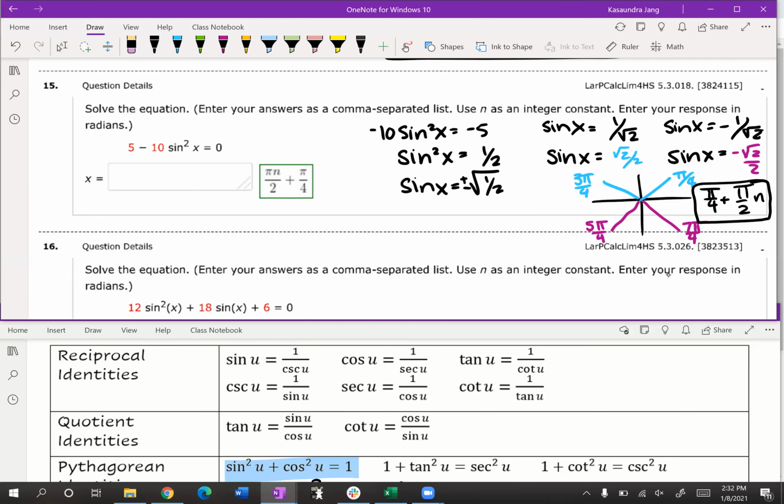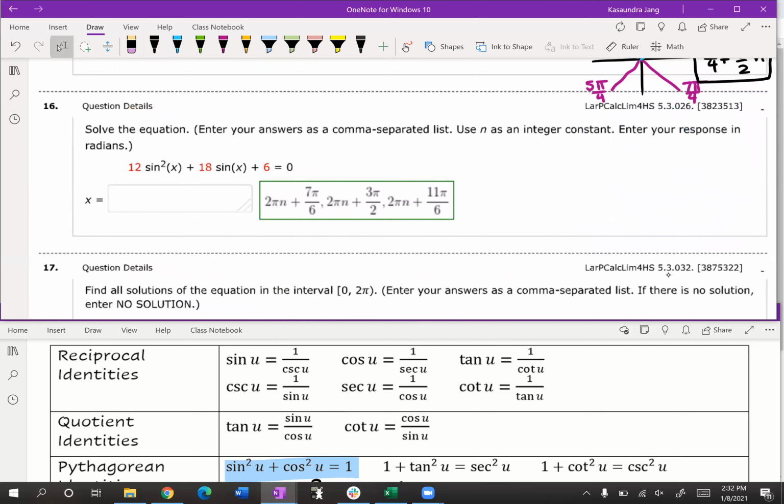Okay, and then number 16 says to solve the equation and enter your answer as a comma separated list. Use n as an integer constant and enter your response in radians. Okay, so I did notice these are both sines, which makes things much easier when they're the same trig functions. That's nice. I think I'm going to minimize this down as best I can. I'm going to divide everything by 6. That gets me to 2 sine squared x plus 3 sine of x plus 1 equals 0.